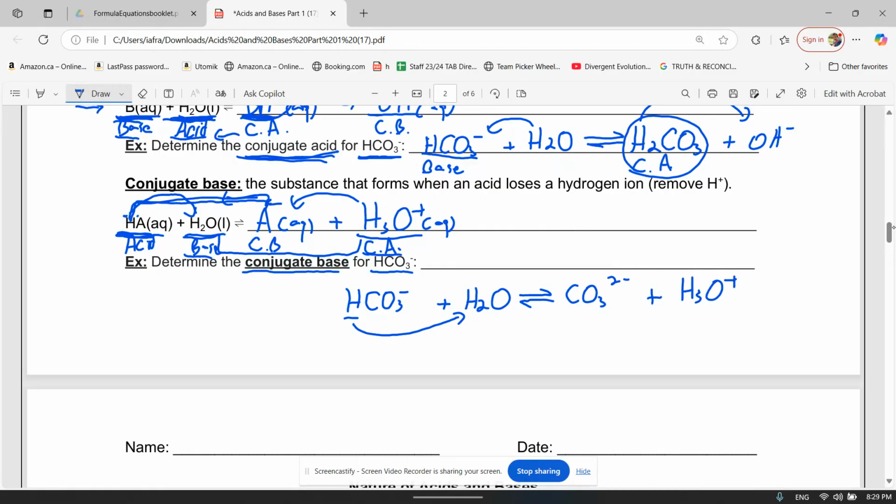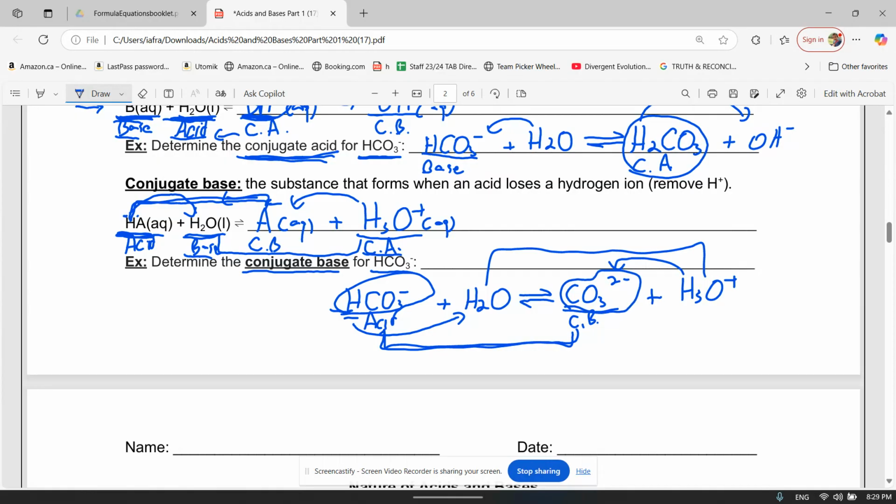If you went in reverse, this would accept an H from this. So this is our acid. This would be the base, the conjugate base. So the conjugate base of HCO3 minus is CO3 2 minus. Essentially, the conjugate base has one less H than the acid from which it was derived. So this is the conjugate acid base pair here, and then there's another conjugate acid base pair there, but we're focusing on this specifically with this. This is our conjugate base.